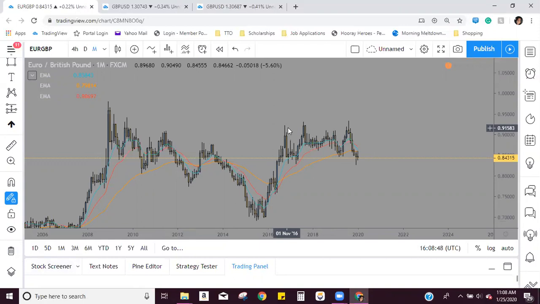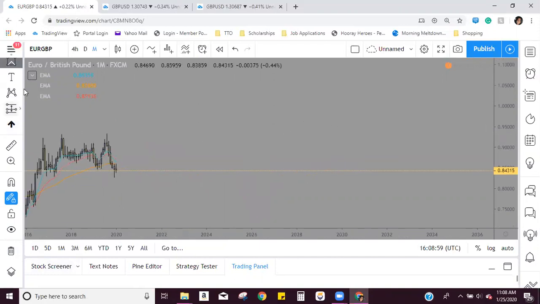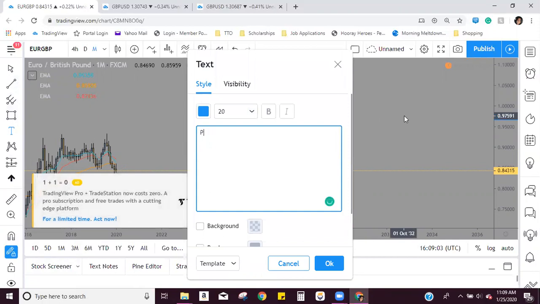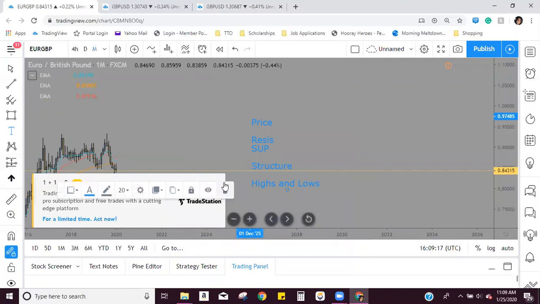Okay, so for a bullish market, you have higher highs and higher lows. For any market, structure is different than price. So in terms of price, you have resistance and support. In terms of structure, you have highs and lows. Two different things. And why I say that is this.